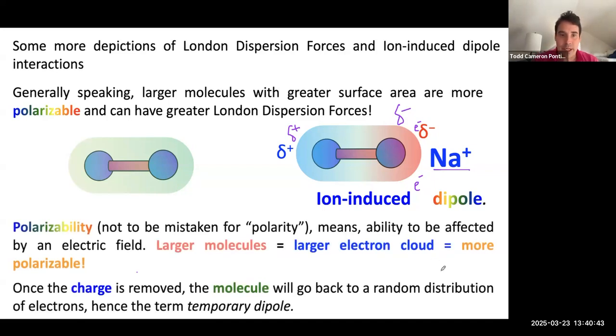All right, polarizability, not to be mistaken for polarity because they sound similar, means the ability to be affected by an electric field. Larger molecules have a greater electron cloud, which means they're more polarizable. If you're ever asked which of these molecules is the most polarizable, generally speaking, it is the heaviest of them. Now, once you move the charge away or take it out of the electric field, they're going to go back to a random distribution of electrons. So again, this is a temporary dipole.